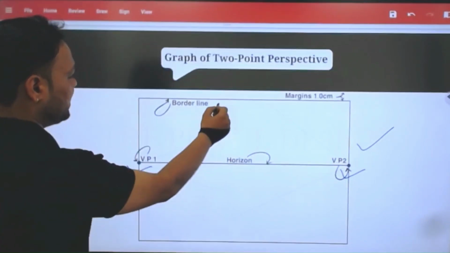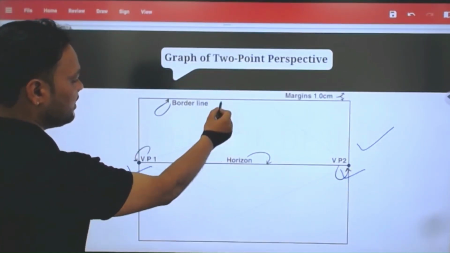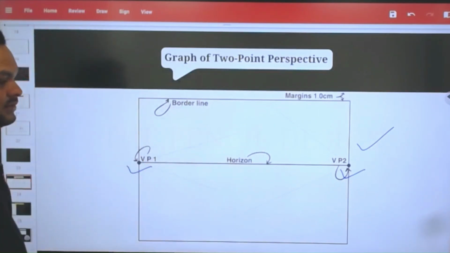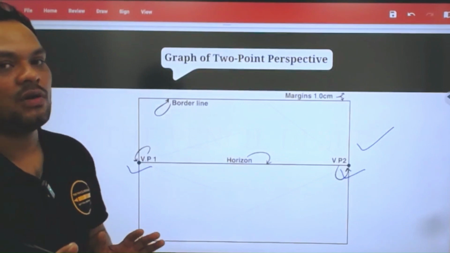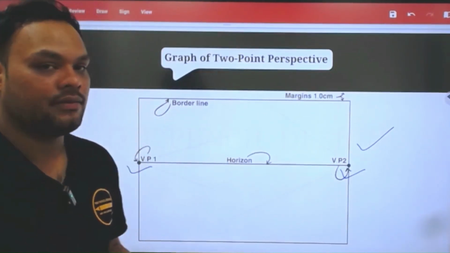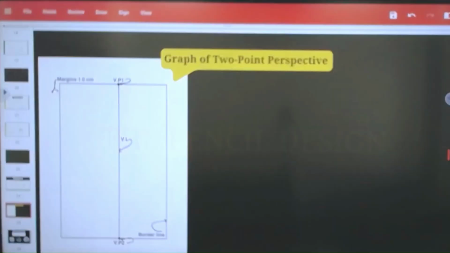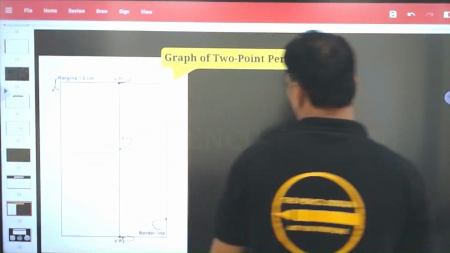Like if this is A, the area of the upper space, this will be A also, right? But it is not universal always. It depends what you are drawing. According to that, we draw it. Now, this is another graph for 2-point perspective.